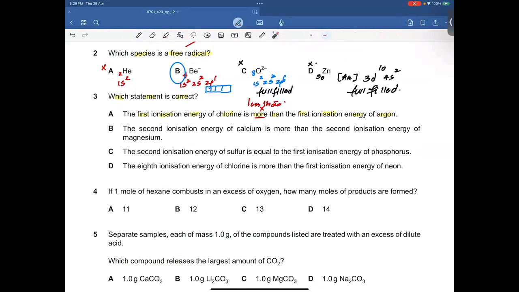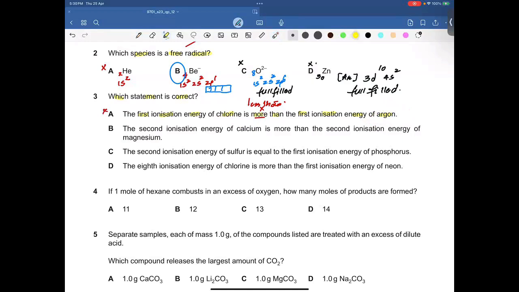Why? Because in class I have told you that argon is a noble gas and all noble gases exhibit a stable configuration and follow the octet rule, which means they are extremely stable, and the removal of an electron from any stable element is not easy, which means more energy is needed for ionization. Consequently, all noble gases have higher ionization energy than other elements, which is why chlorine has lower ionization energy than argon, and therefore option A is incorrect.